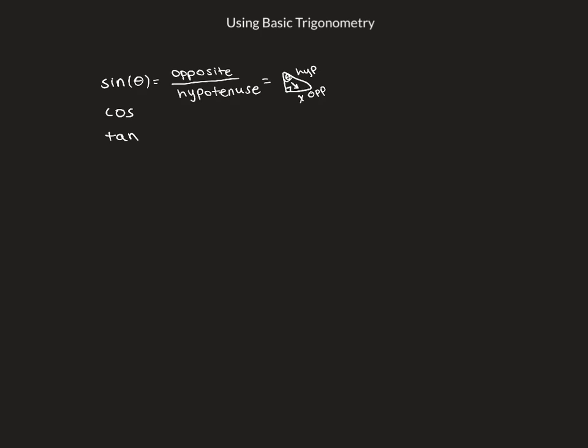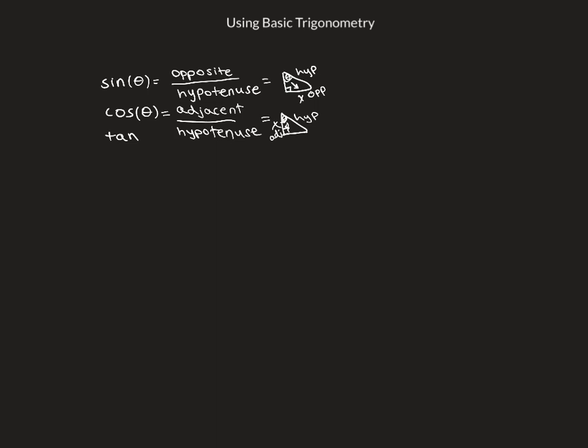Now, the next one is cos. So cos of theta is equal to adjacent over hypotenuse. And an example of this would be when this is the hypotenuse, and then you're told to find x over here, and the theta is over here, so here is the adjacent, so you would use cos.